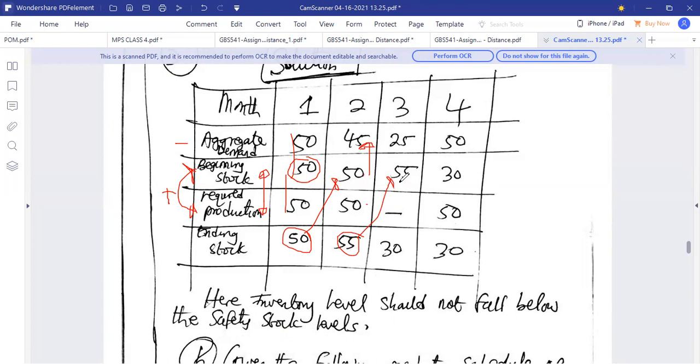Now, this 55, we have to meet the demand of 25. Customers, let's say, are demanding 25 boxes of tomatoes, and we have on hand 55. Yes, we can. Here, we are going to remain with 30. So it's okay. We can't produce because we are at par with our safety stock. Inventory should not fall below safety. So this one is at par.